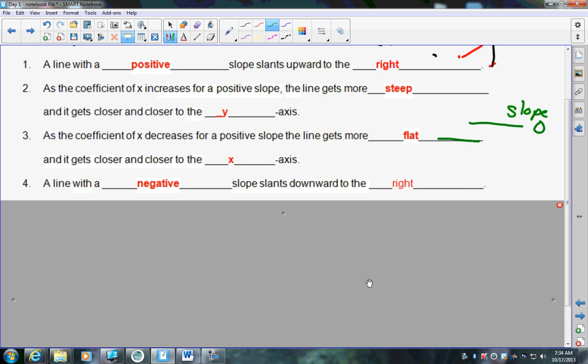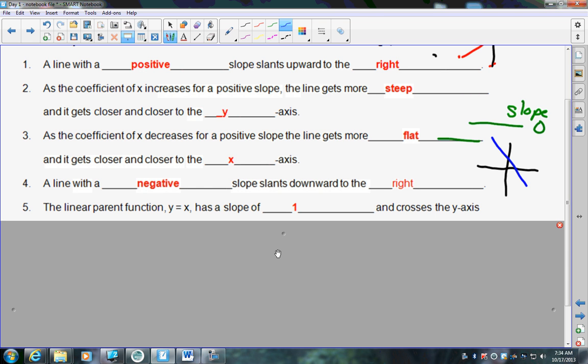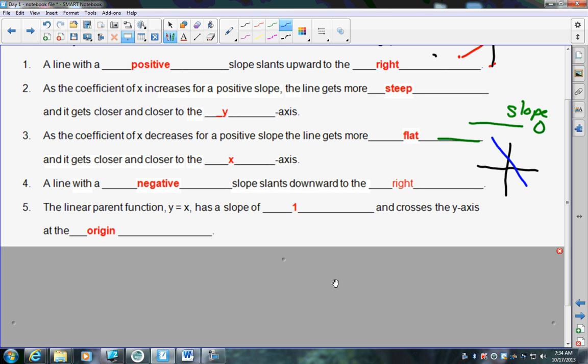A line with a negative slope slants downward to the right. So if I had a sketch of that graph, if it's a negative slope, it slants downward. The linear parent function, y equals x, has a slope of 1 and crosses the y-axis at the origin. Because another way to write the linear parent function is this. It's a 1x. That's where the 1 comes from, because remember the number with the x is the slope. The y-intercept is what's at the end. That's where it crosses the y-axis. And 0, 0 is the origin.